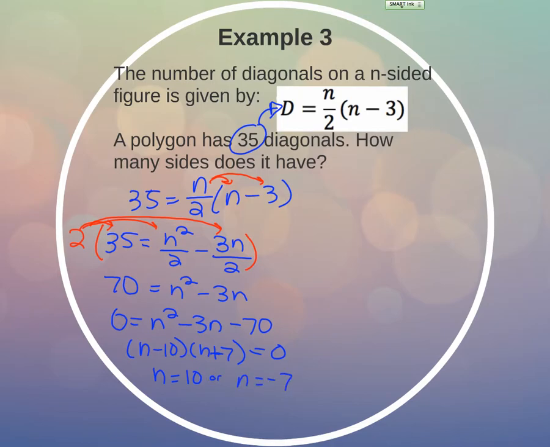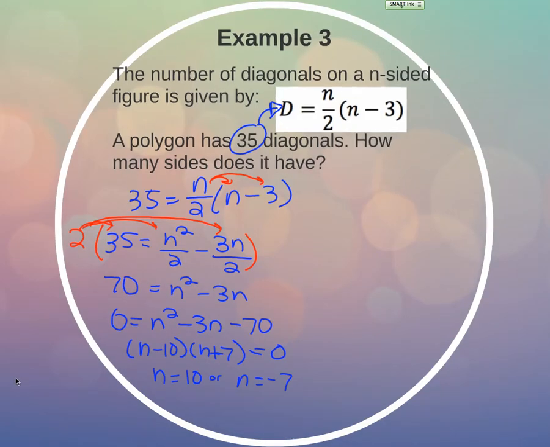And I think this is the first one where thinking about the appropriateness of our answers really comes into play. So I could have a polygon with 10 sides, or a polygon with negative 7 sides. Can I have negative sides on a polygon? That doesn't really make sense. So that negative answer doesn't fit. And we could write a sentence here. The polygon has 10 sides. Who remembers what a 10-sided polygon is called? Yeah, good job. Zach again.